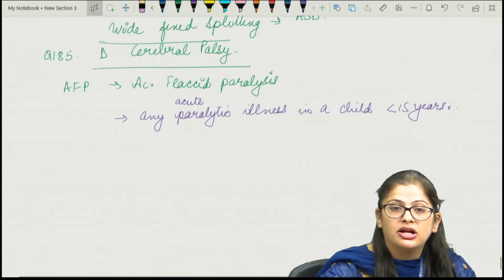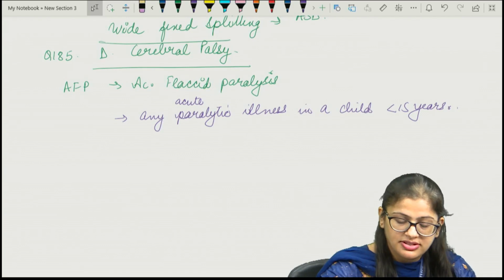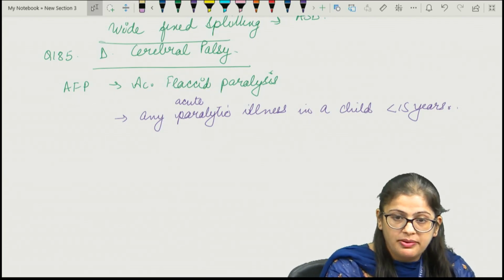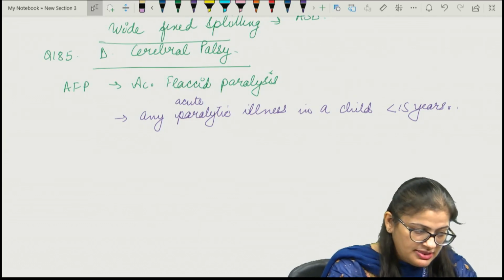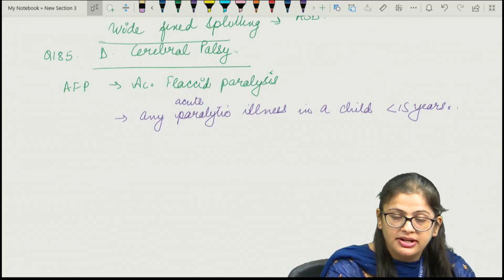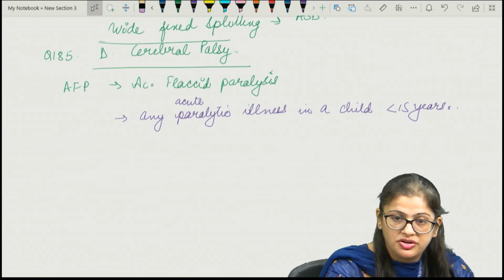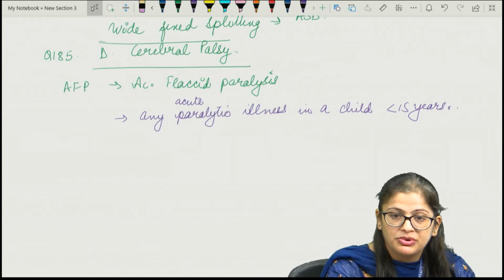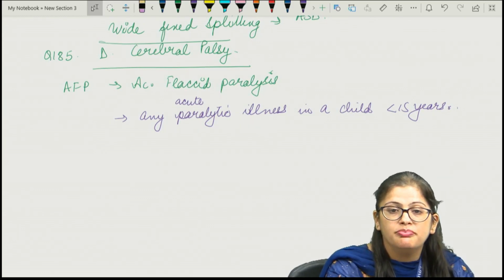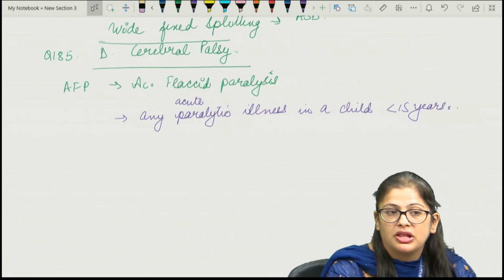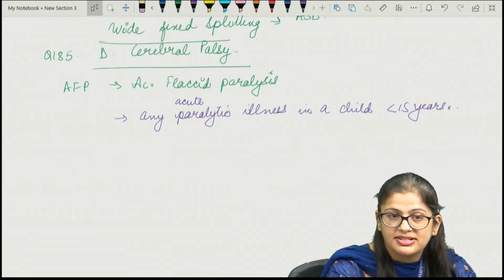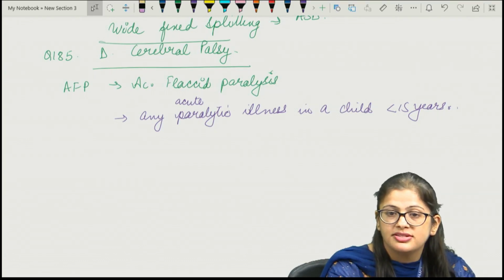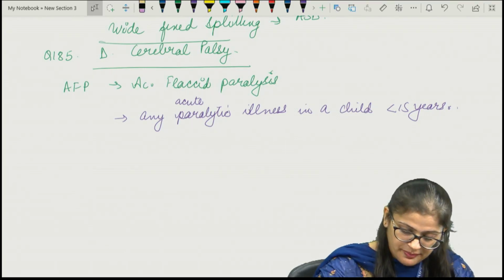So basically when we diagnose a case of acute flaccid paralysis, the first thing we have to do is report it to the surveillance team. They will examine the child, they will take the stool samples to the laboratory, and they will examine if polio virus is found in this sample or not. So this is a way of surveillance in the community to see if the polio virus is still circulating.